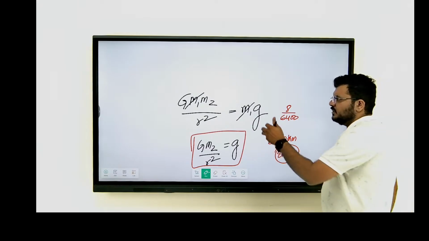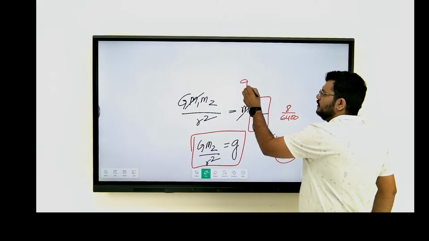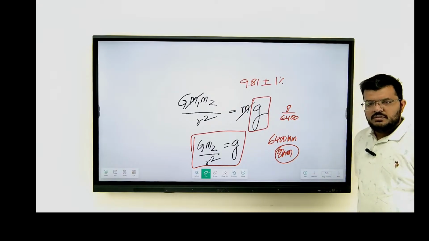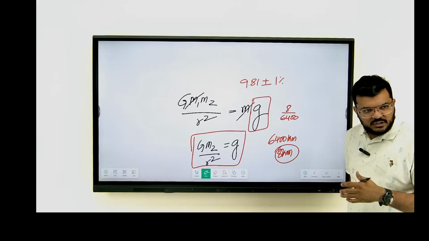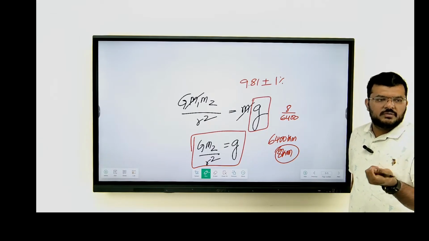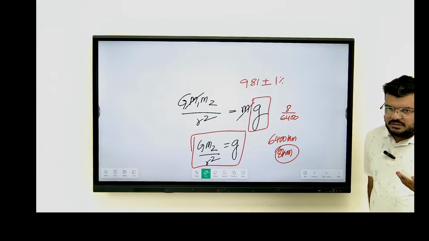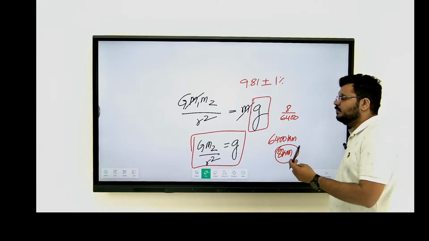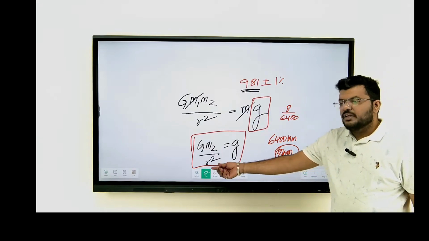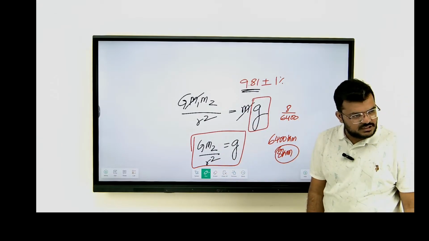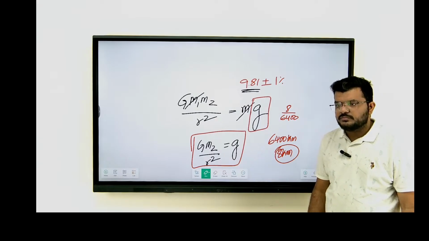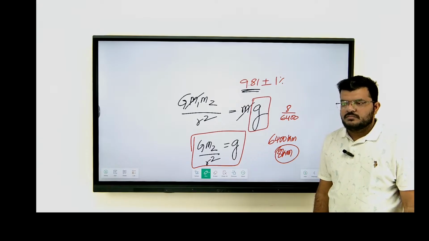So the variation in the value of g, 9.81, is plus or minus 1%. And we've understood in our paper 5 that this 1% is within the scope of experimental accuracy. So I can say that 9.81 is a correct value, but only for a very small range of distances. Otherwise, this will change. So this definition is only true if the distance between the two is small.